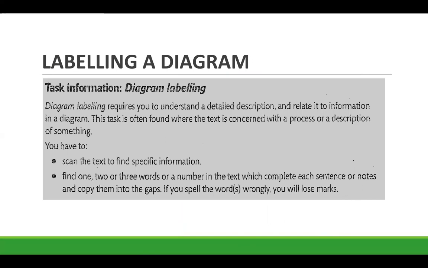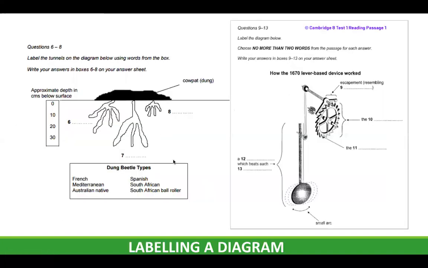So diagram labeling requires you to understand a detailed description and relate it to information in the diagram. This task is often found where the text is concerned with a process or a description of something. So you have to scan the text to find specific information. Find one, two, or three words or a number in the text which complete each sentence or notes and copy them into the gaps. If you spell the words wrongly, you will lose marks. Ayan, then you have to label it.